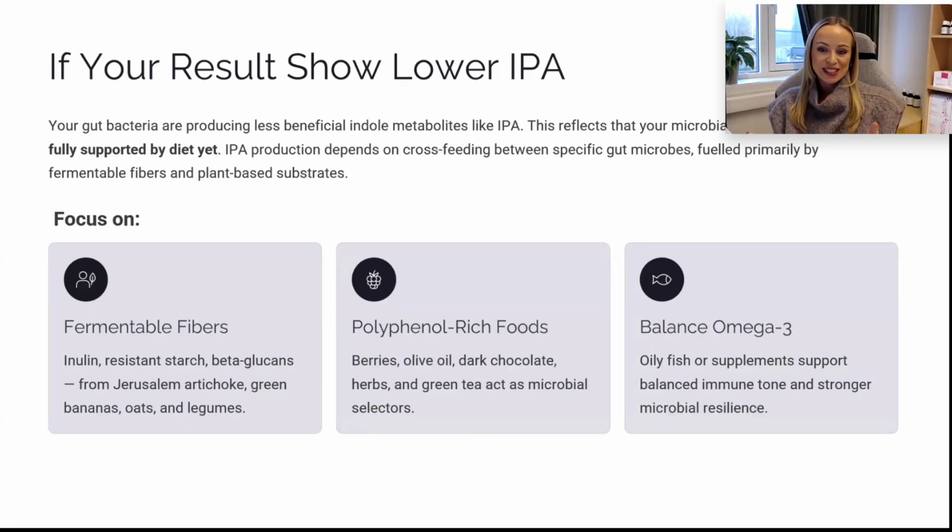But most importantly, I would say consistency is very important, because your microbes and your bacteria in your gut adapt to what you eat most of the time and not just what you eat every now and then. So you should always aim for a steady daily fiber exposure rather than just occasional bursts. And also, of course, your omega-3s are important, since they help to support a balanced immune communication, which then also helps to create this gut environment that is favorable for indole producing species.